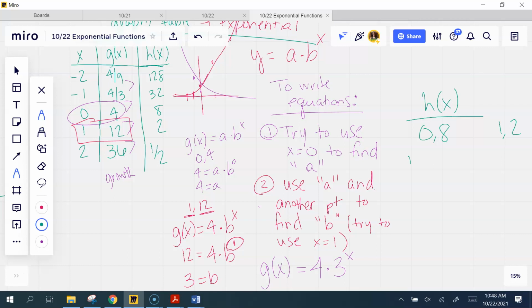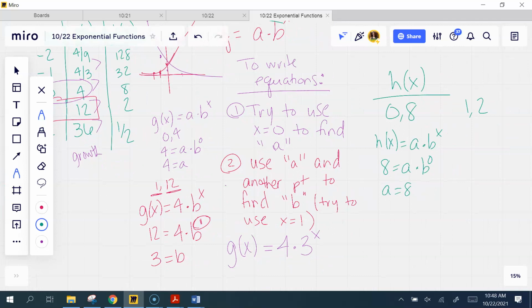Zero, 8 tells me that I have 8 equals A times B to the 0. Of course, that's 1, so my A has to be 8. And now I'm going to use the point 1, 2 to plug in. So 2 is going to equal 8 times b to the first. So what is b? 1/4. 2 over 8, which is 1/4.